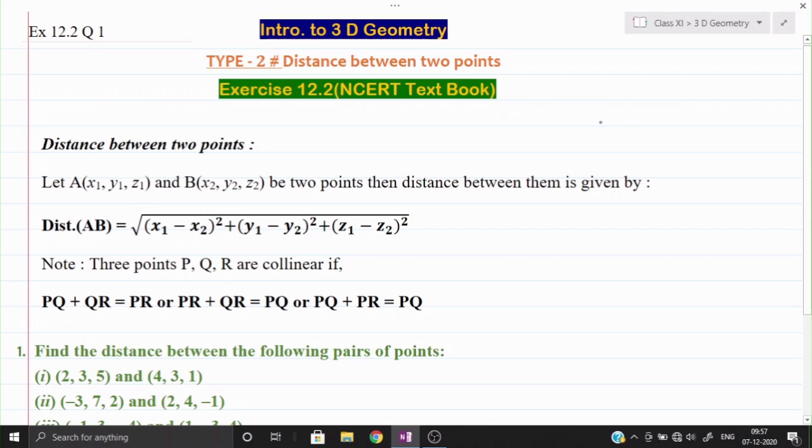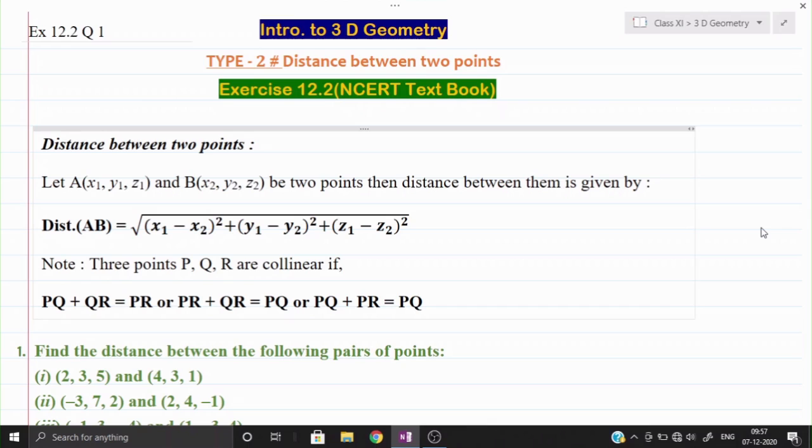That formula is given over here. You can check. The distance formula is written: distance AB is equal to under root of, in the bracket, x1 minus x2 the whole power 2, plus y1 minus y2 the whole power 2, plus z1 minus z2 the whole power 2.